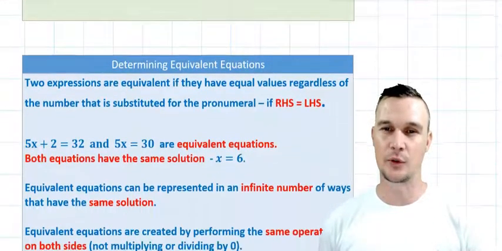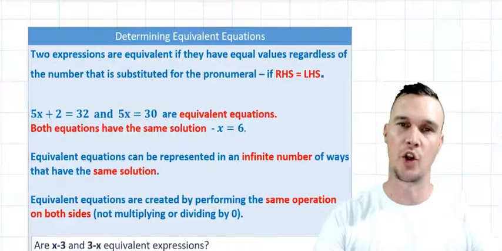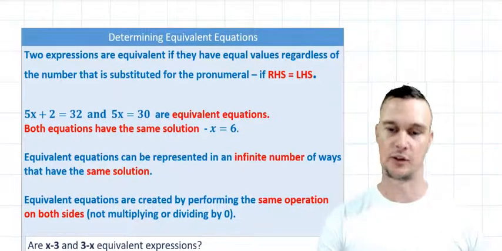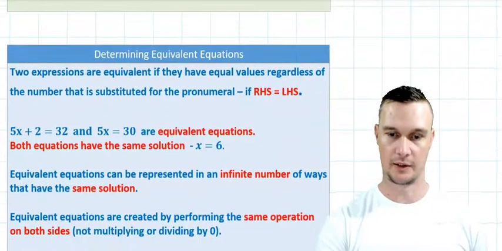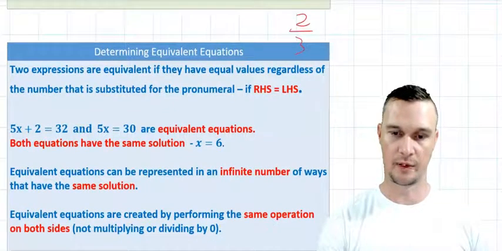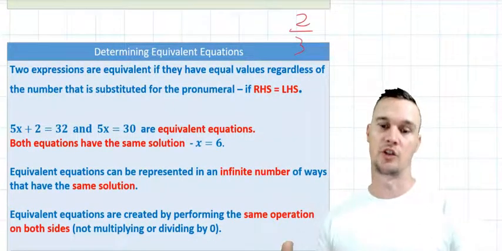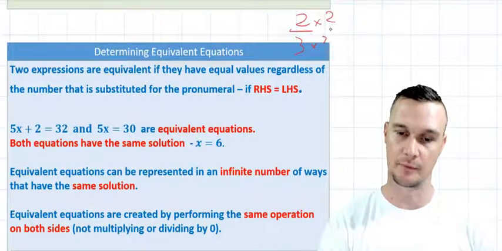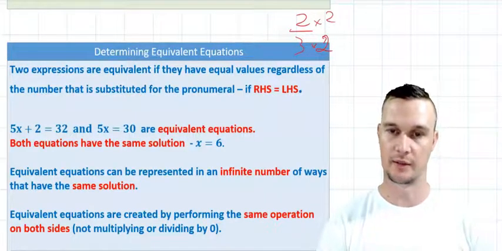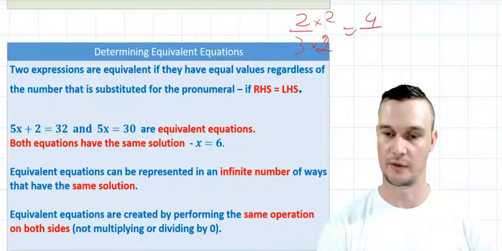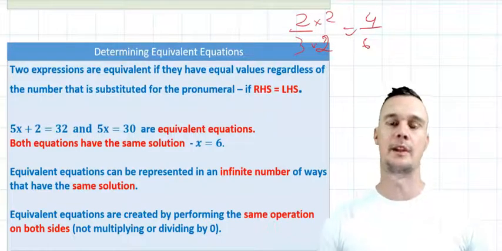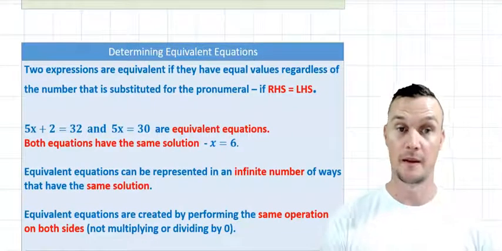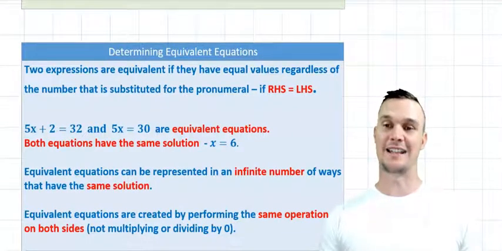Now, another key thing that we do with algebra is determine equivalent equations. When we've looked at fractions, for example, if I did an example of 2 over 3, to create an equivalent fraction, I multiply a number by the top, then I have to do the same to the bottom, which would give us an equivalent fraction of 4 over 6. We kind of do the same thing when we're looking at equivalent equations, but this time we use the RHS and the LHS.